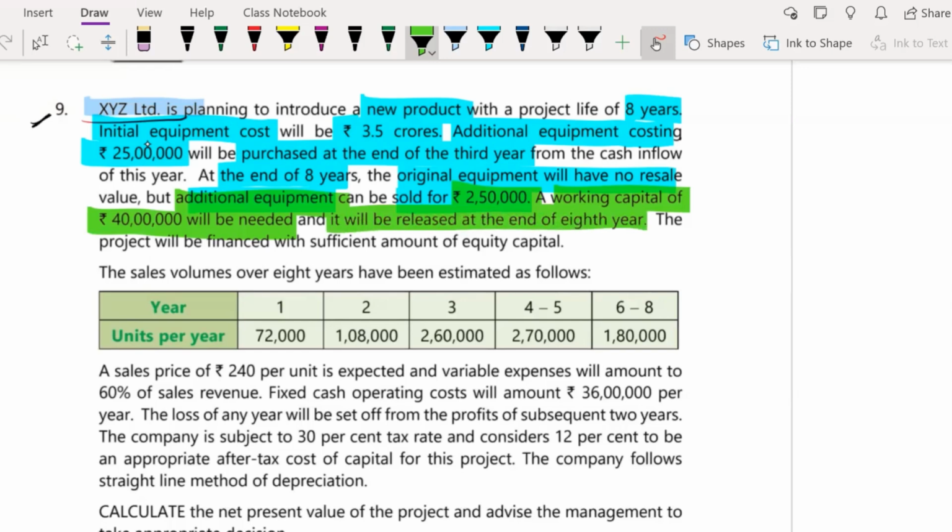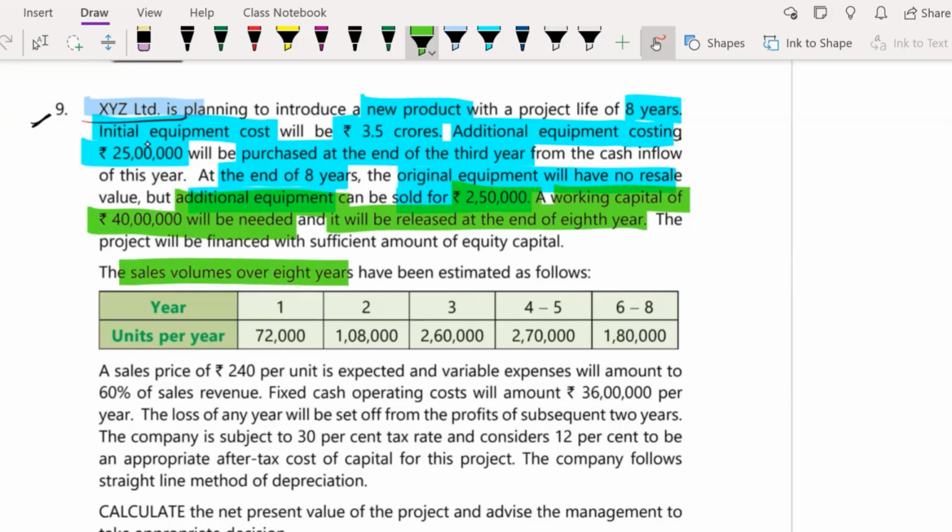So here they have directly told it will be released at the end of year 8. Even if they are not telling you that working capital of 40 lakh will be released at the end of year 8, you have to assume it will be released at the end of year 8, because that is what usually happens. The project will be financed with sufficient amount of equity capital.